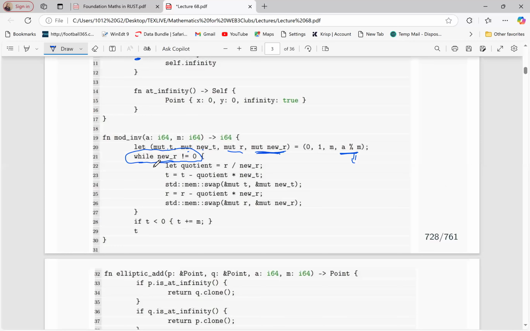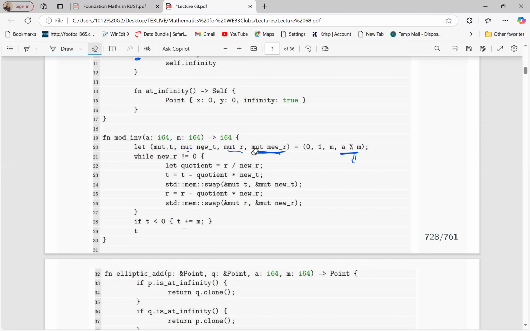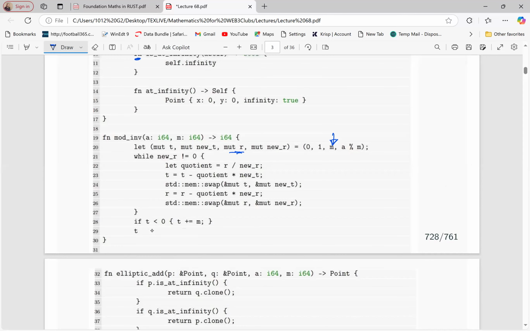So while new R is not equal to 0, you enter some loop and do some calculations. What are the calculations? You see, what was R? R was mutable and was initially made to be M. And new R was made to be the remainder of A on division by M.